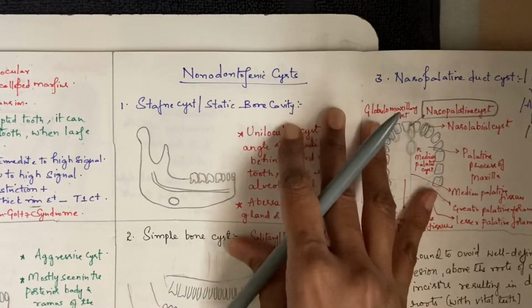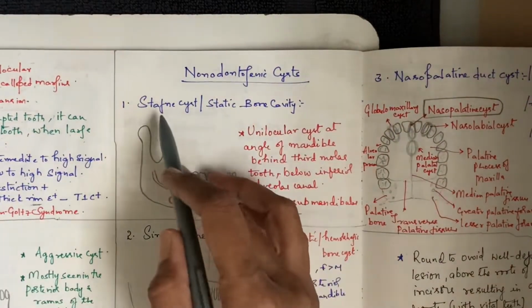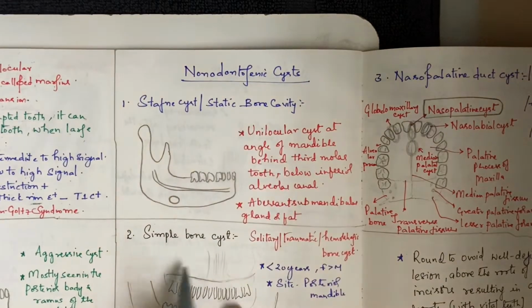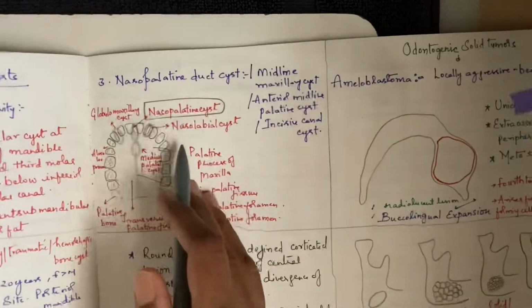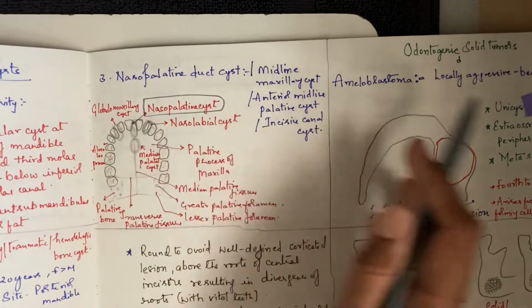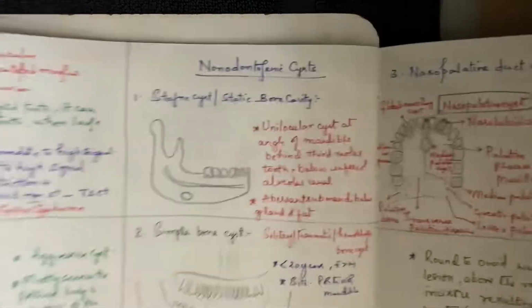In this we have 3 cysts: Stafne cyst or static bone cyst, simple bone cyst, and nasopalatine duct cyst. These are all cystic lesions, non-odontogenic cysts.